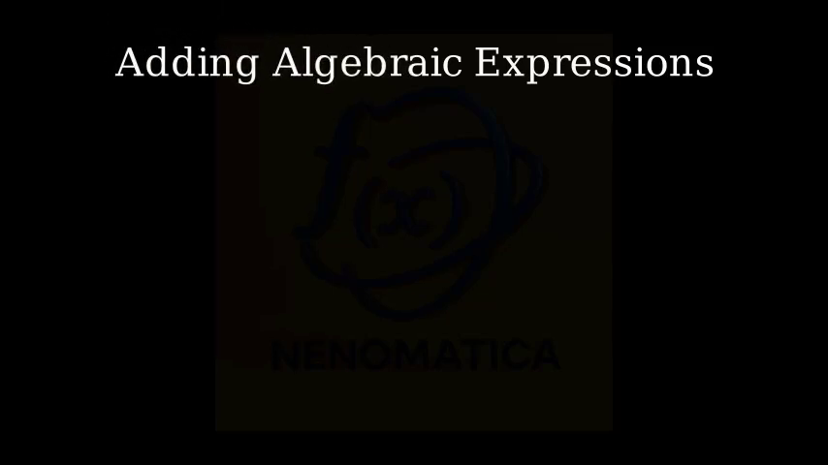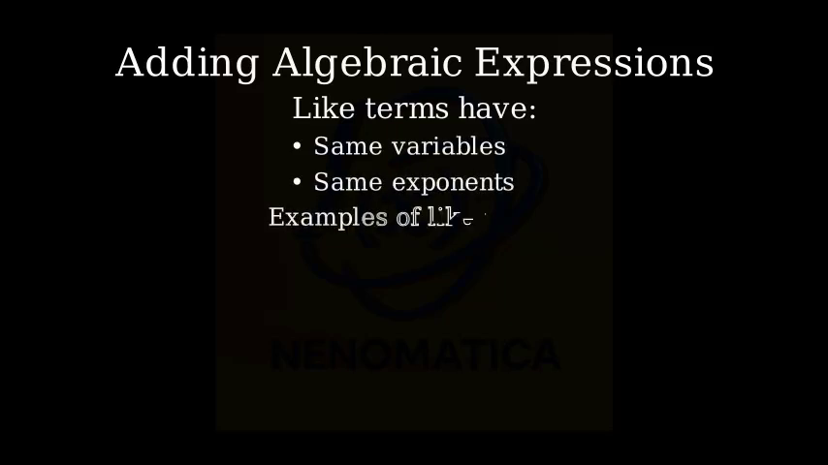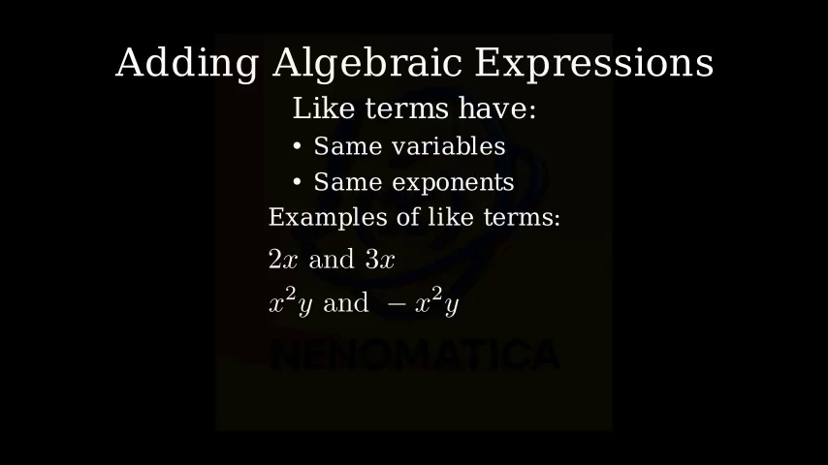Today we're going to learn about adding algebraic expressions. This is an important skill in algebra that will help you solve more complex problems later on. When adding algebraic expressions, we combine like terms. Like terms are terms that have the same variables raised to the same powers. For example, 2x and 3x are like terms because they both have the variable x with the same exponent, which is 1.